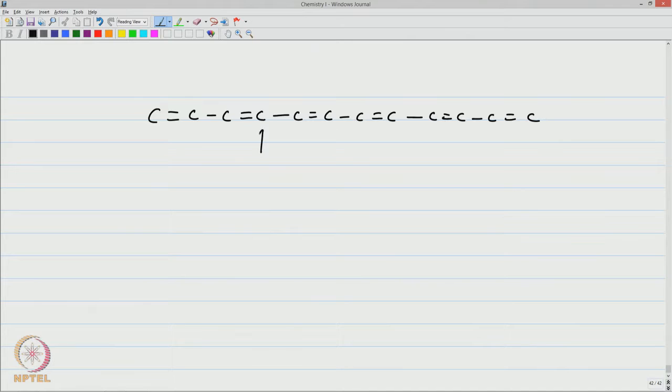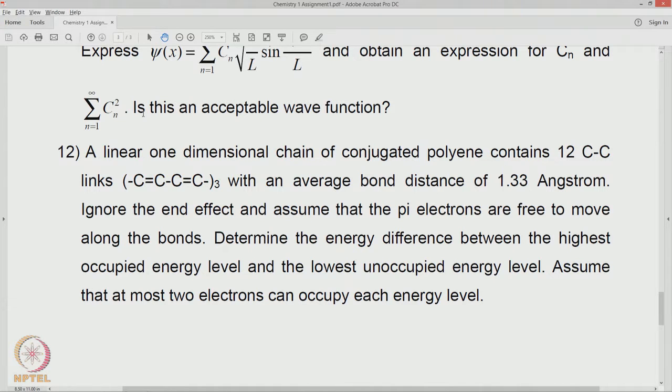So, you have 4 units, another 4 units, and another 8 units, and this is the edge, the 2 hydrogens, and I have not given you the hydrogens in between. For the problem, the hydrogens are not relevant. What is the problem? Given this and the average bond distance being 1.33 angstrom, we want to use the particle in a one-dimensional model to understand the properties of the electrons.